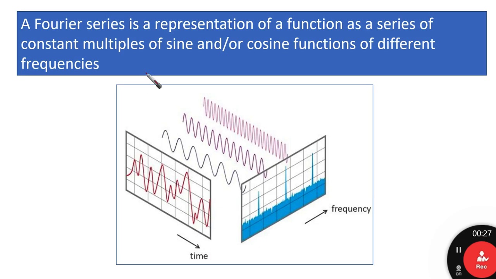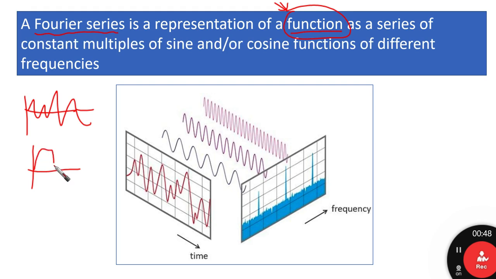Okay, let's start with what is the meaning of Fourier series in general. A Fourier series is a representation of a function, any function. If you have any function and you want to represent it in another way using specific known functions like sine and cosine, then we can use Fourier series. So a Fourier series is a representation of a function, any function, as I said, as a series.